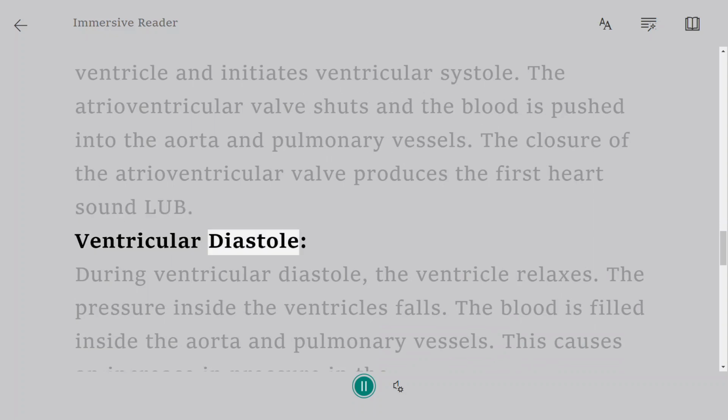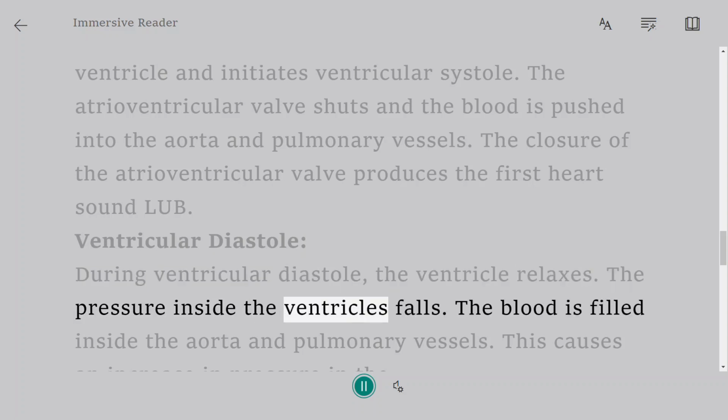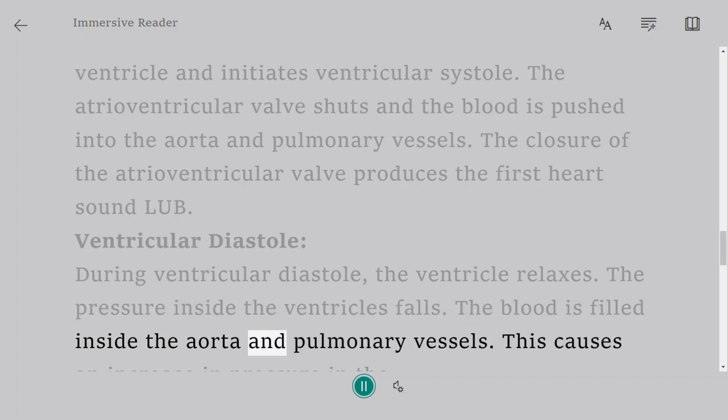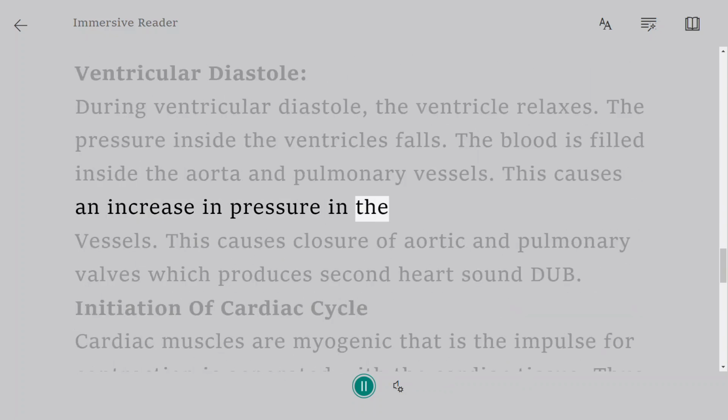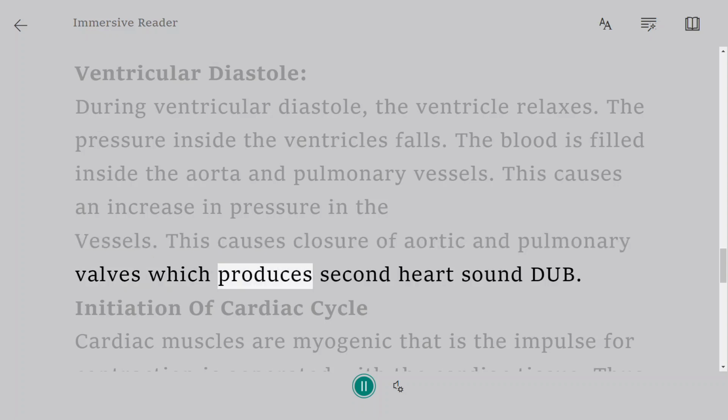Ventricular diastole. During ventricular diastole, the ventricle relaxes. The pressure inside the ventricles falls. The blood is filled inside the aorta and pulmonary vessels. This causes an increase in pressure in the vessels. This causes closure of the aortic and pulmonary valves, which produces the second heart sound, DUB.